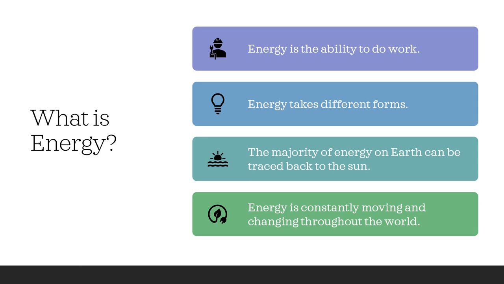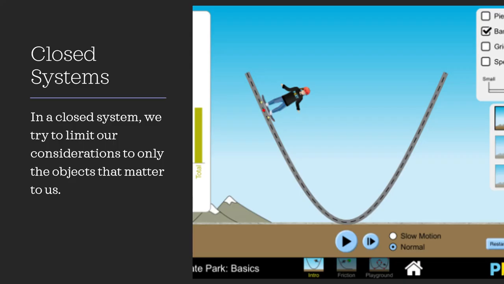So in physical science and physics in general, we like to consider what are called closed systems. And in a closed system, we try to limit our considerations to only the objects that actually matter to us. So in this case, we have a skateboarder riding on a ramp, and the objects that really matter to us here are just the skateboarder and the ramp itself.